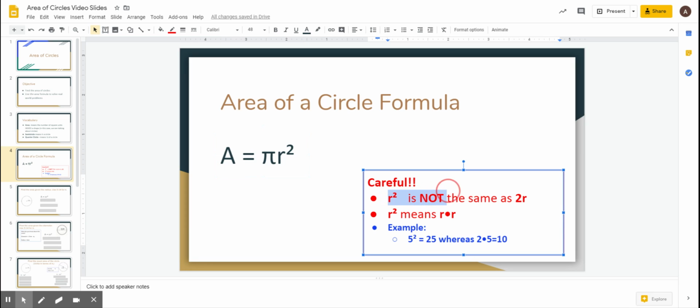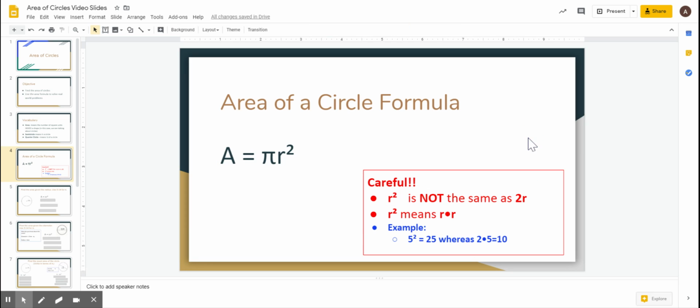So again, r squared is not the same as 2r. Alright, r squared means r times r. So for example, 5 squared is 25, whereas 2 times 5 is 10. Right? Do you see how 5 squared is not the same thing as saying 2 times 5? So make sure that you know that. Make sure that you go forward really knowing and understanding this part.